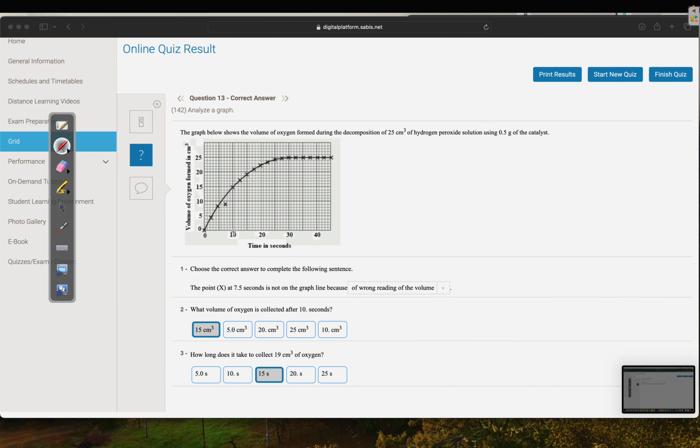Let's say we go here to 10 seconds, we go up, we see this point, and then we go to where it intersects at the y-axis and find out that 15 cm³ of oxygen is collected.